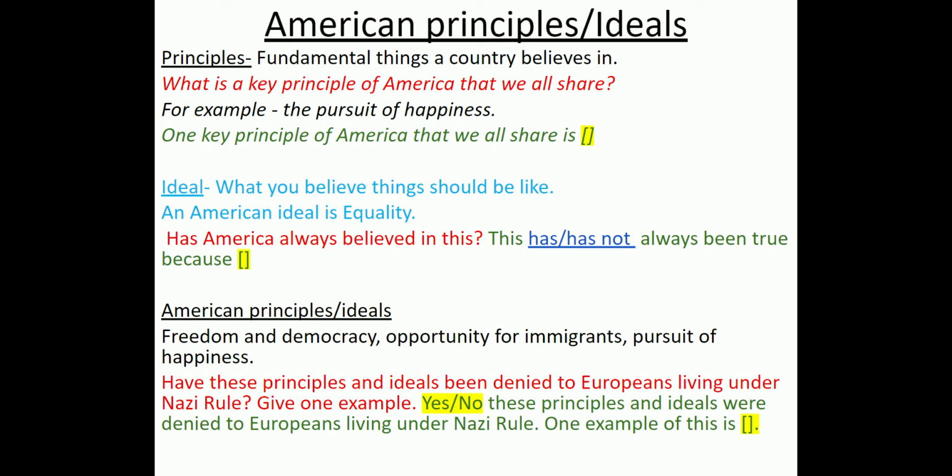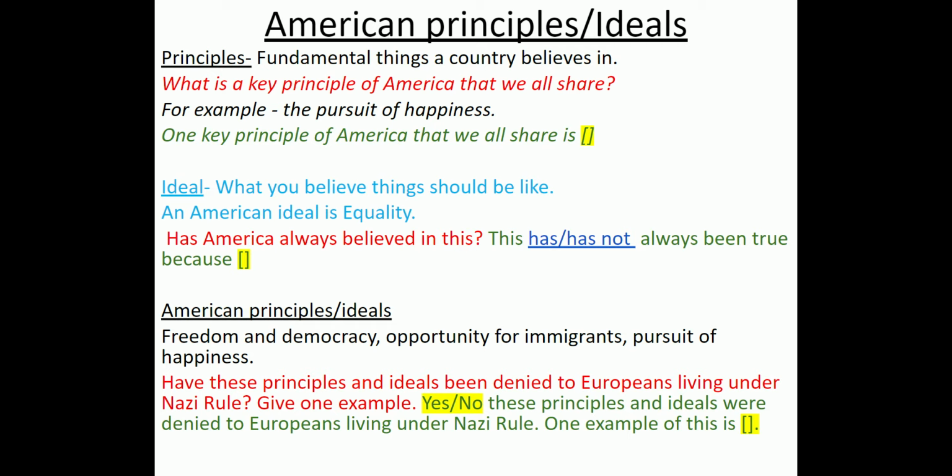That's a principle. Now, an ideal is something that you strive for, something that you want to be better. An American ideal is equality. In America, everyone is equal. Everyone should have the same chance of reaching that American dream, right? Everyone should have the ability to get rich, to make a good life for themselves and their family. That's one of our ideals as Americans. My question to you guys is, has America always believed in this? Has this always been true? If it has not, or if it has, give me a reason, some evidence that proves your statement.